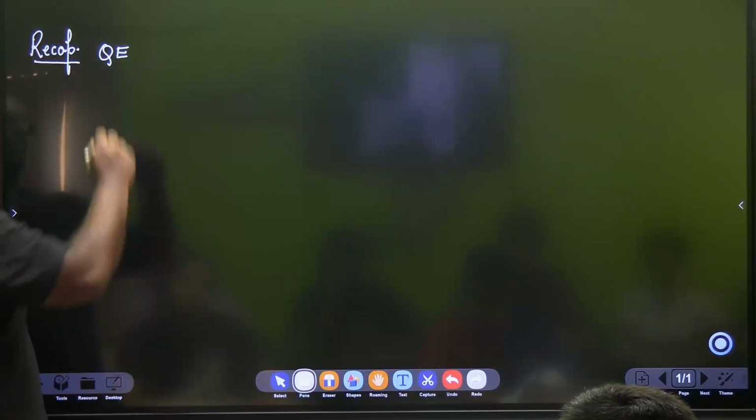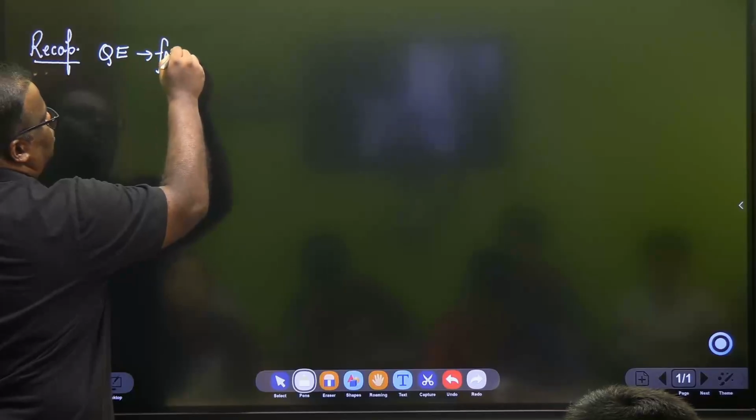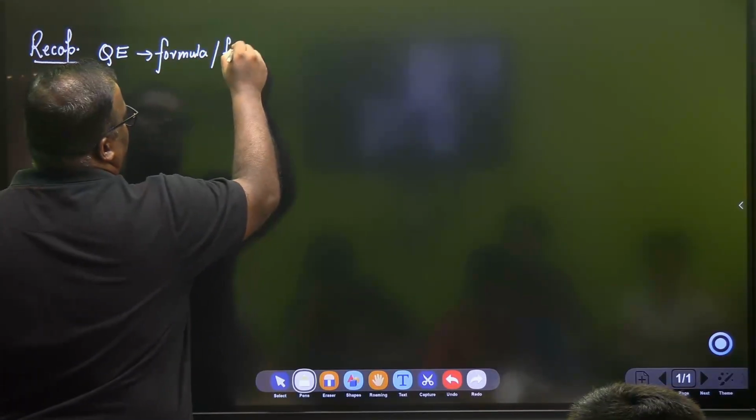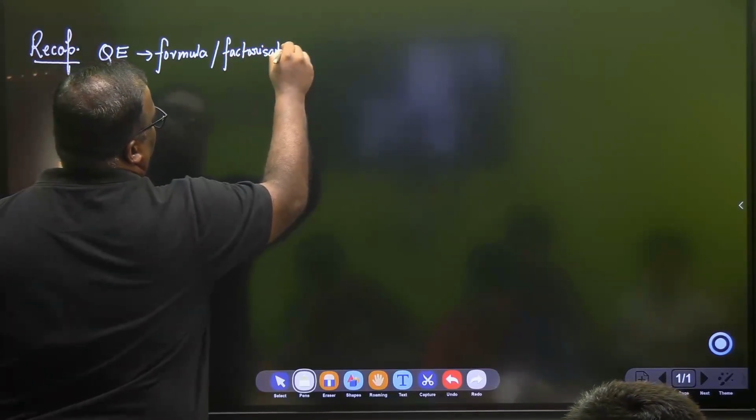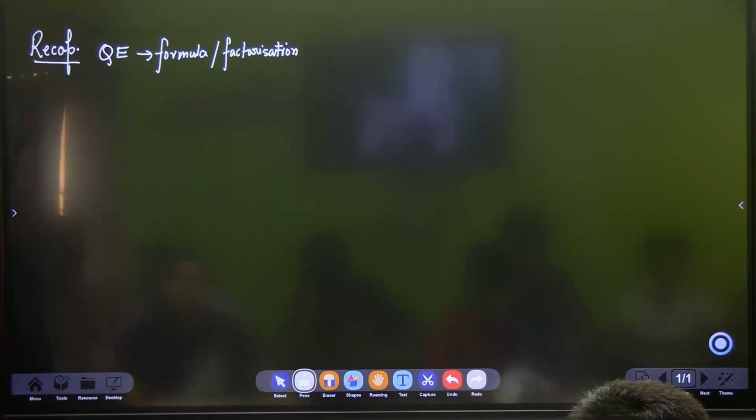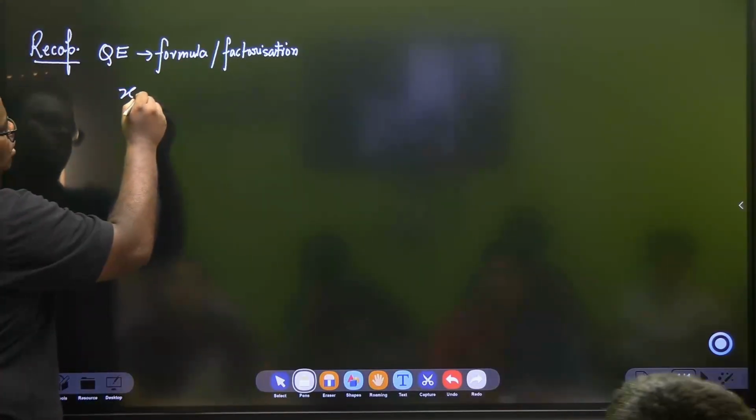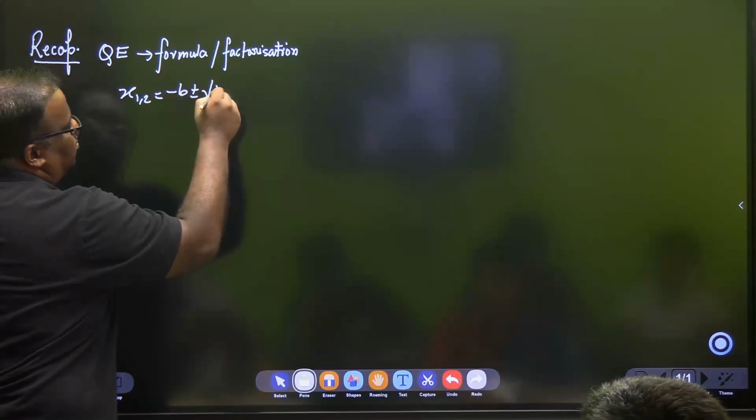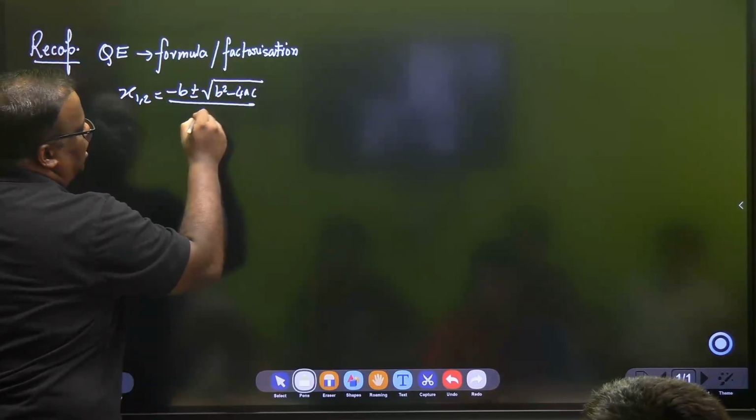So quadratic equations can be solved by the formula method. This is most useful, formula or factorization. Whichever is easy for you, you can solve with that. Formula, I hope you know. You will always get two answers: x1,2 equals minus b plus or minus root over b square minus 4ac, the whole thing divided by 2a.